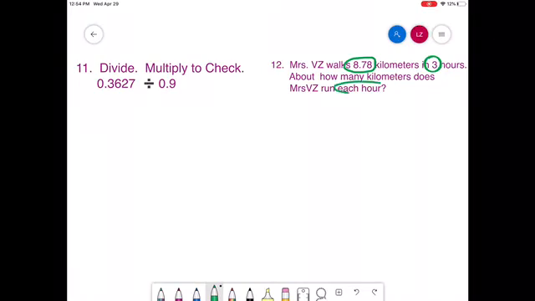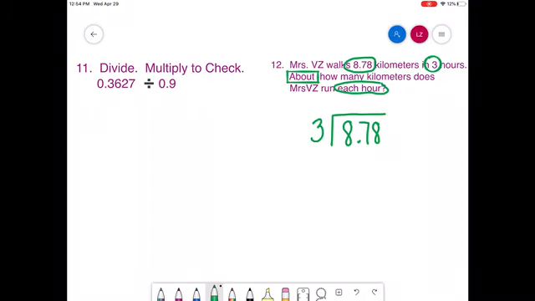So in each hour, that means you're going to be dividing. But look at this. It says about how many. Whenever it says about how many, you know you can estimate. So what you're doing is you're taking 8.78 kilometers. You're dividing it by 3 hours to find out how much in just 1 hour do I run or walk, okay?